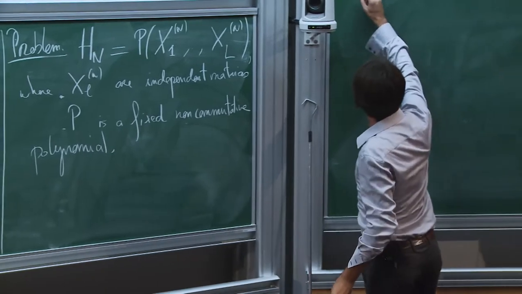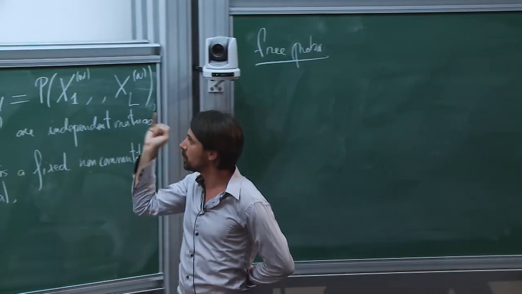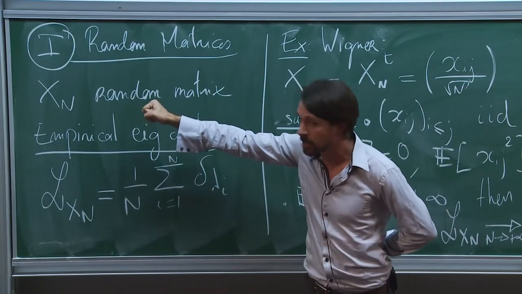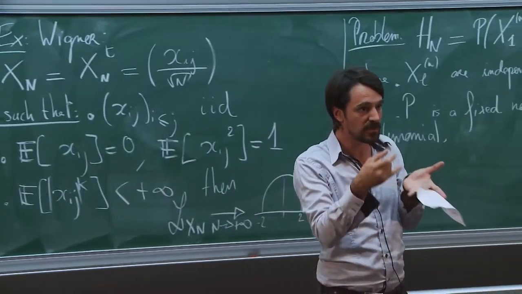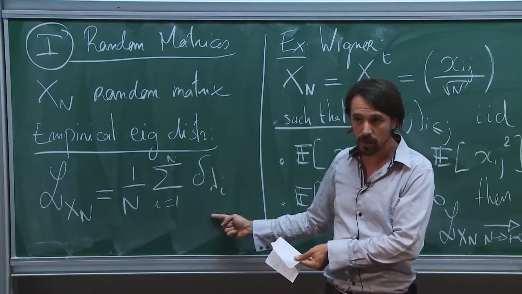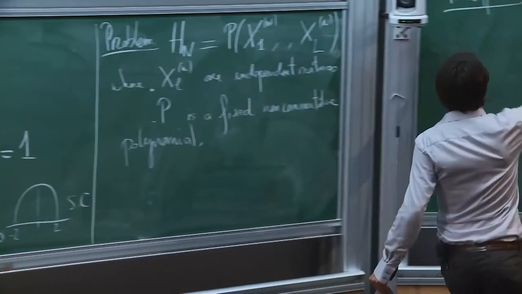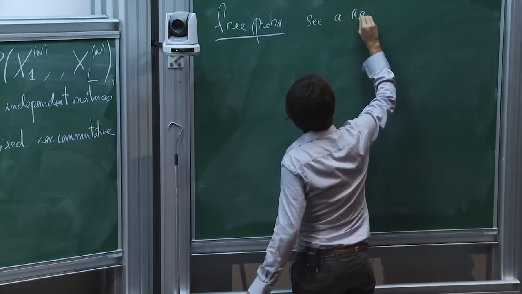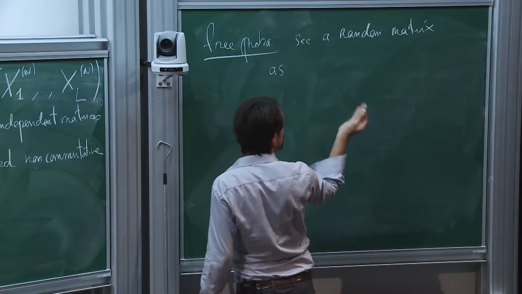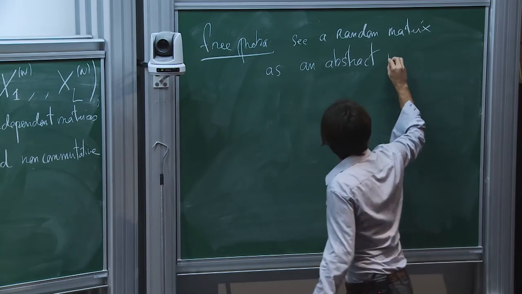Okay. And the idea of free probability. When we see one matrix, what is interesting for us is that measure. And we see a random matrix not as a collection of a lot of random variables, but as a single variable, which is distributed according to that measure, but we think about it as a non-commutative random variable. To see a random matrix as a non-commutative random variable, so an abstract random variable.